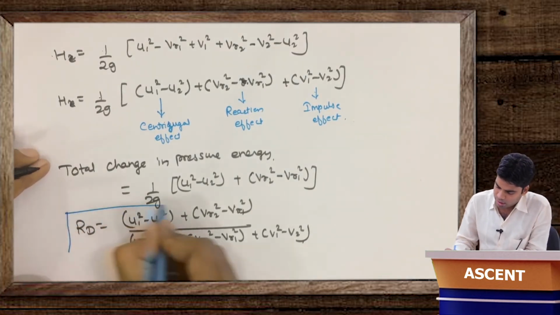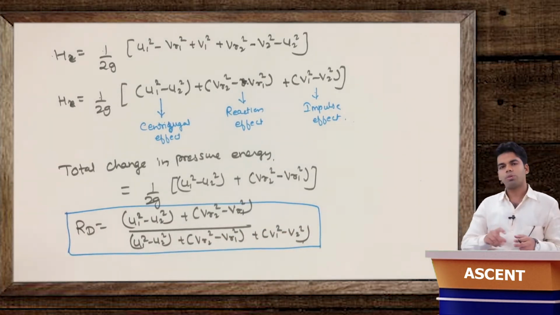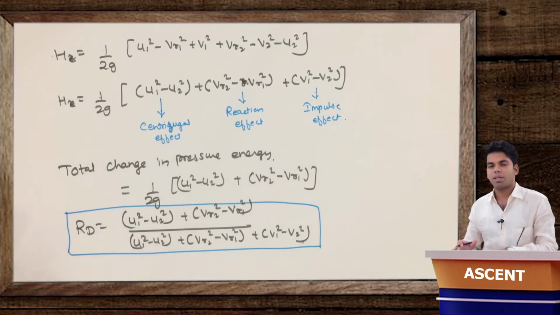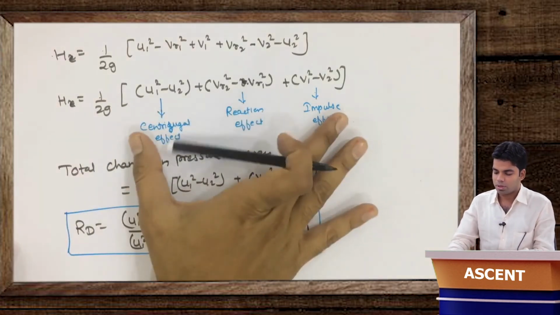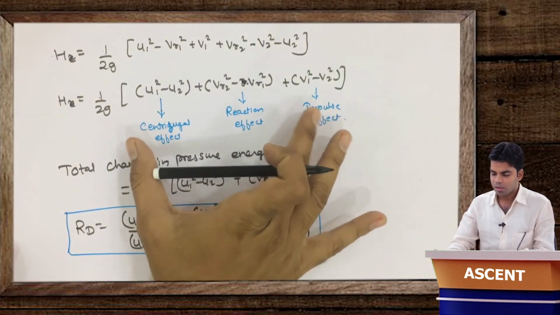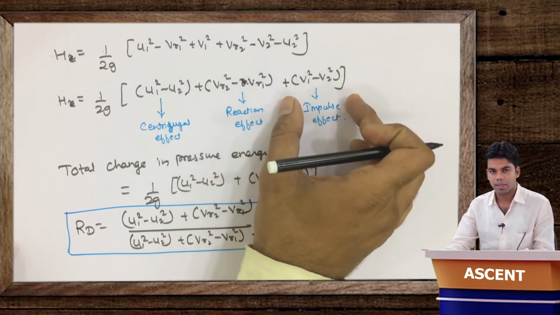Okay, you can directly remember this formula. You don't have to look at the derivation. I have told you the derivation so that you can remember the formula easily and apply it very easily. Why? Because once you know that in this formula, this is the only term which is accounting for the impulse effect, for the kinetic energy change.